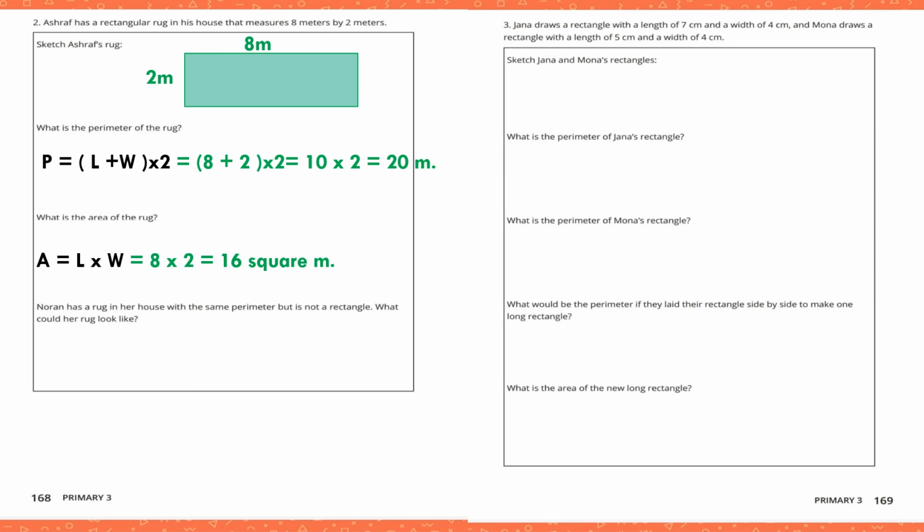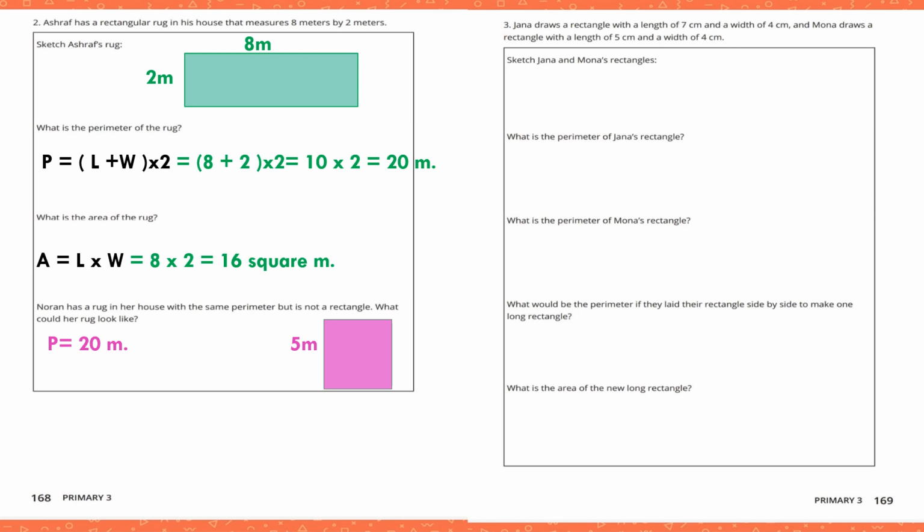Nuran has a rug in her house with the same perimeter, but it is not a rectangle. What could her rug look like? It could be a square, and as we know, the square has 4 equal sides. So if we have a perimeter equal to 20 meters, we will divide it by 4. So 20 divided by 4 equals 5 meters. So the side length of the square will be 5. Let's move to the next one.